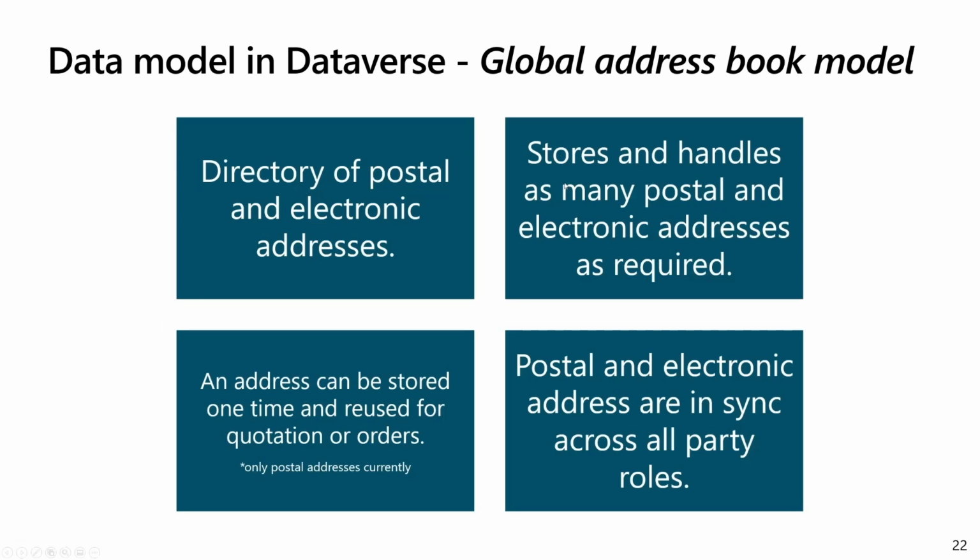The Global Address Book is a directory of postal and electronic addresses of the organizations and individuals that participate in a business. This concept is introduced now in Dataverse with the party model and Global Address Book solution. With the Global Address Book, we can store and handle as many postal addresses and electronic addresses as required. The addresses can be stored one time and then retrieved as they are required for quotes and orders.